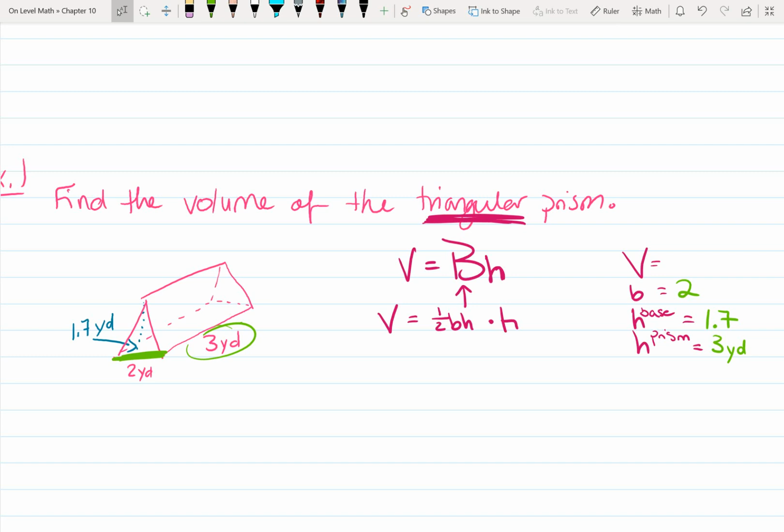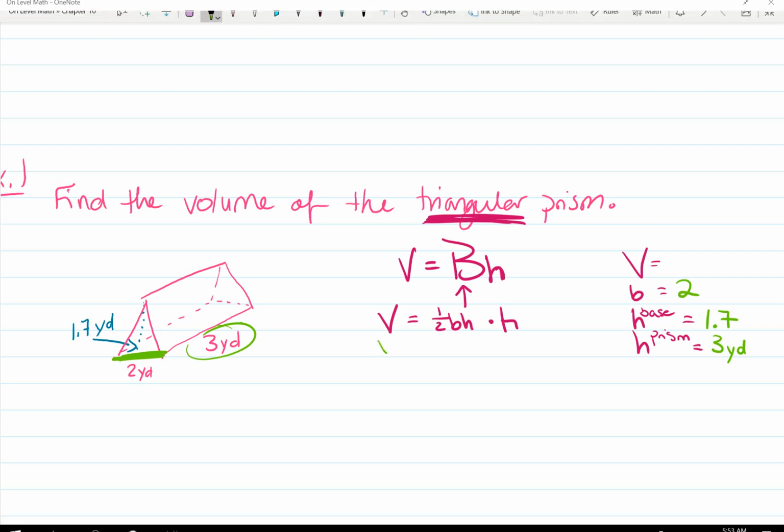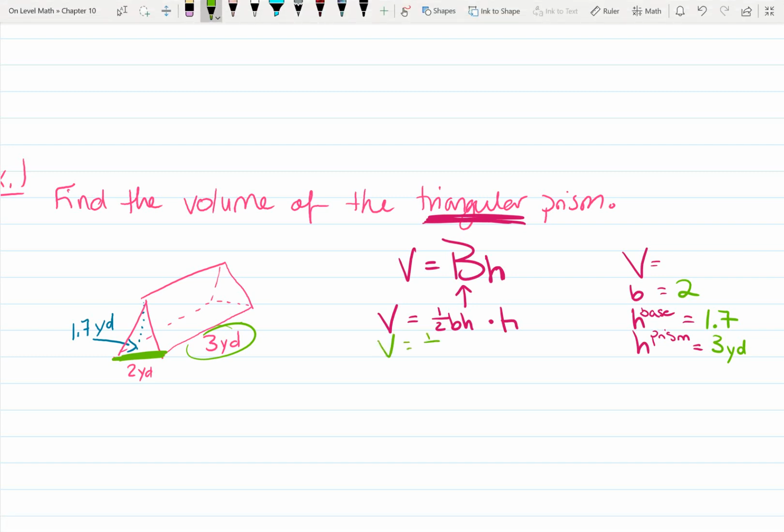Alrighty, and now I just plug in what I know. So I don't know V, so I'm going to keep that there. 1/2. B is 2. The height of, so remember that first h is the height of the base, so that's 1.7 times 3. Now, here's where you should use your calculator, kind of. We know 1/2 times 2 is 1. 1 times 1.7 is 1.7. But simplify the triangle part and then multiply it by the height of the prism.